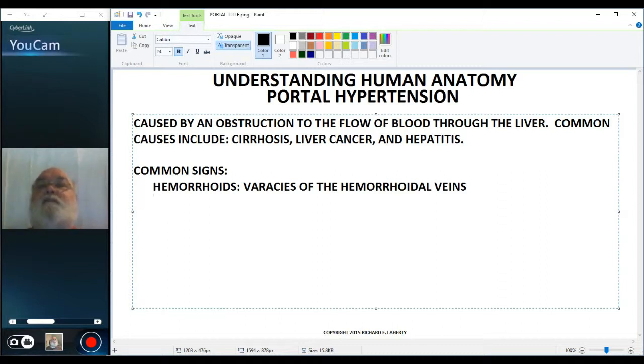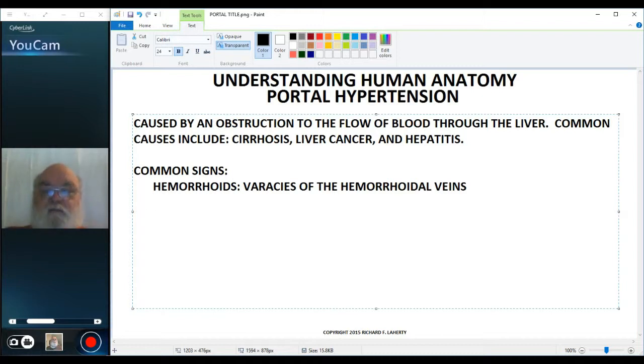Hemorrhoids, although seen in portal hypertension, have other causes as well. Principally blockage of the caval system. Another common cause of hemorrhoids is pregnancy, where the growing fetus puts pressure on the veins of the abdomen and then forces blood into the hemorrhoidal vessels and causes hemorrhoids.